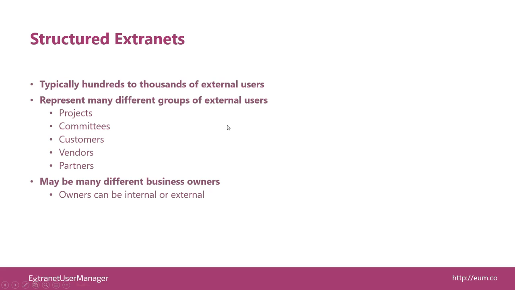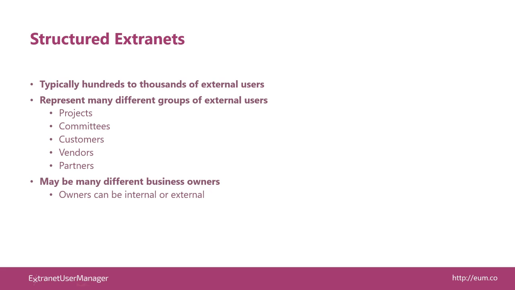So switching gears onto the structured extranets, this is where we've got large numbers of external users coming in. And how do we want to manage that? Typically, invitation only is not going to work well on that. We're going to want some sort of either private registration links or self-registration as part of that.